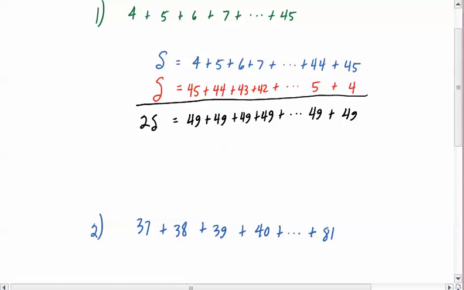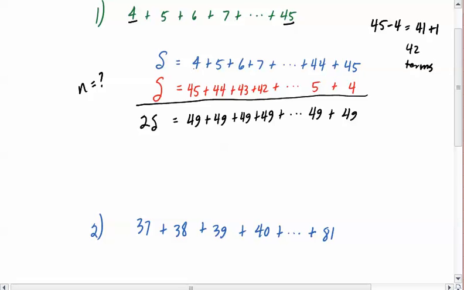Well, let's just figure out how many terms I have. How many actual numbers would I have? Well, if I'm going to go one at a time from 4 to 45, here's how I figure out how many items it's going to be. So I say 45 minus 4, and it's 41. Then we have to add 1. So it's actually 42 terms.